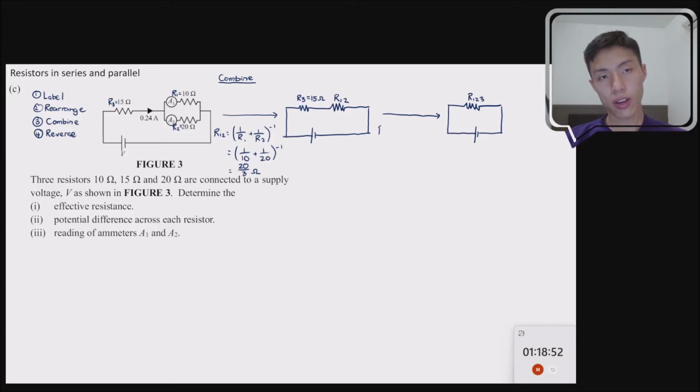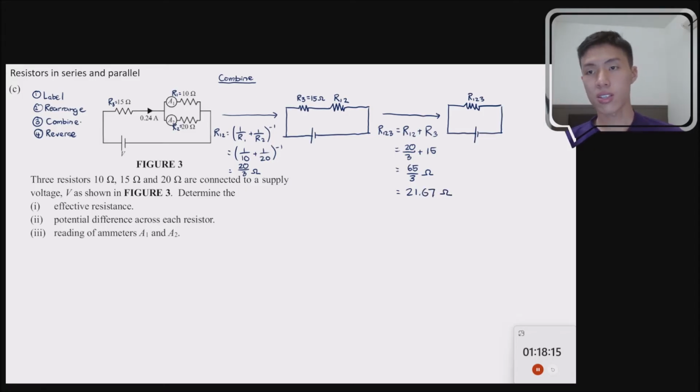Then next, continue to find R123. R123 is combining R12 and R3 in series. So you just add up R12 plus R3. R12, the value is 20 over 3. R3, the value is 15. Add up, you get 65 over 3 ohm. I write it in fraction because that's what I'll be using for substitution, but also provide the answer in decimal because that's what usually the examiner wants. So the effective resistance will be question number 1. So I already obtained my effective resistance.